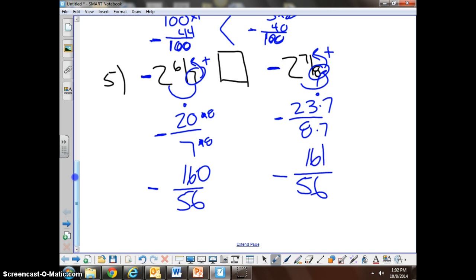What is bigger, negative 160/56ths or negative 161/56ths? Negative 160/56ths is actually greater than negative 161/56ths. So negative 2 and 6/7 is bigger than negative 2 and 7/8. That is 4 examples plus the term least common denominator that you need to know for comparing and ordering fractions.